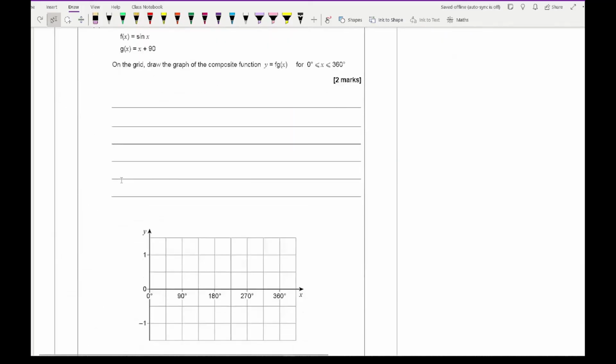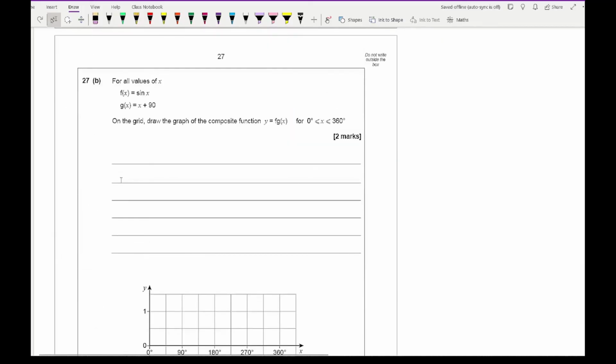Then with 27b, it says for all values of x, f of x equals sine x and g of x equals x plus 90. On the grid below, draw the graph of the composite function fg of x between the values of 0 and 360 for x. So for this, what we're going to end up with is fg of x is going to equal sine of x plus 90. So from this, what we then want to plot is this.